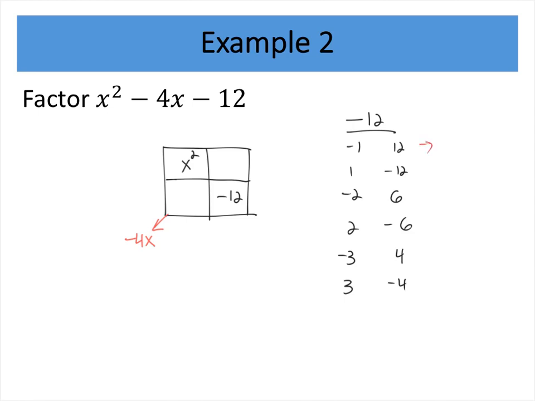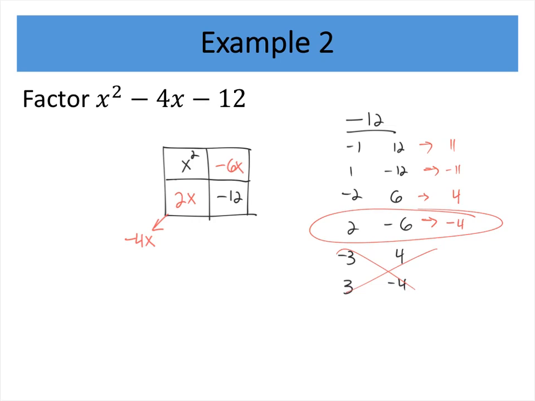This one adds up to 11. This one is negative 11. This one is positive 4. This one is negative 4. Oh, done. I don't have to keep going because I found my match at negative 4. So one of them is going to be 2, and the other one is going to be negative 6x. And notice that negative 6x and 2x add up to negative 4x.